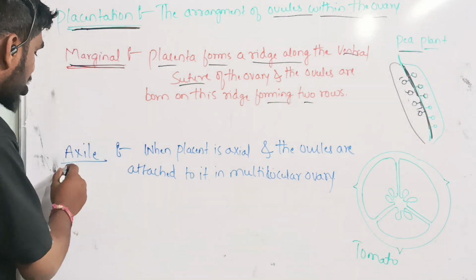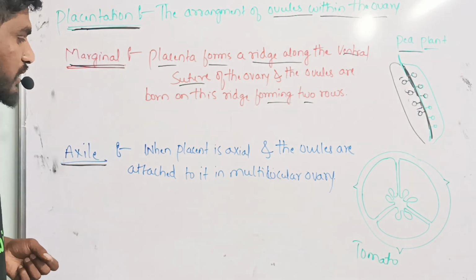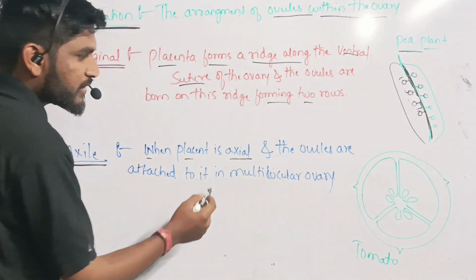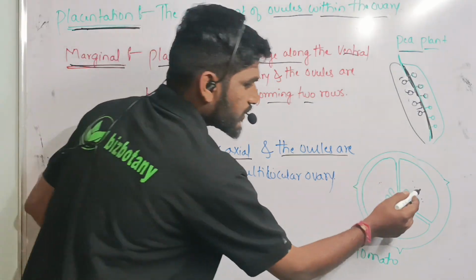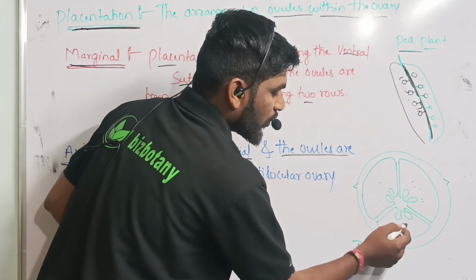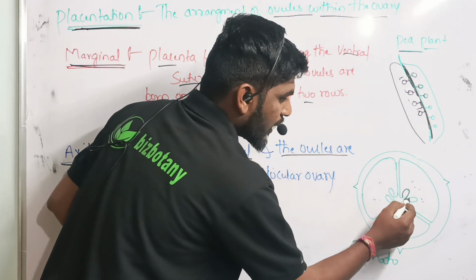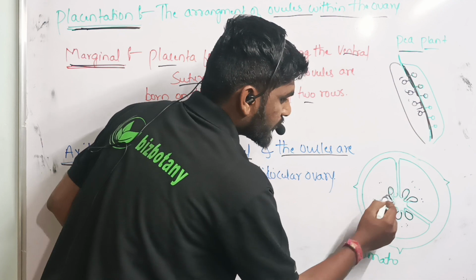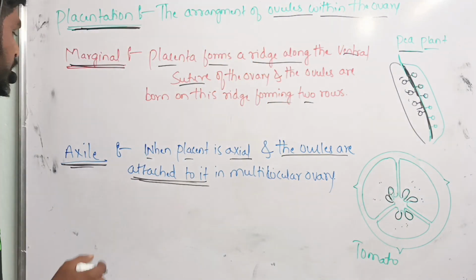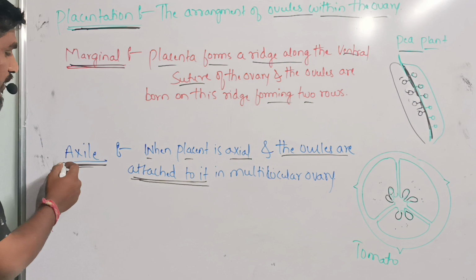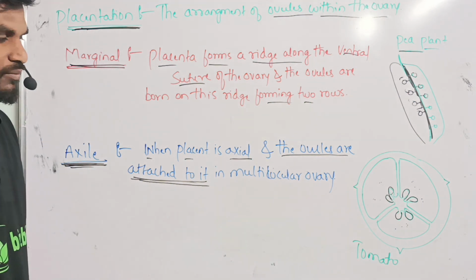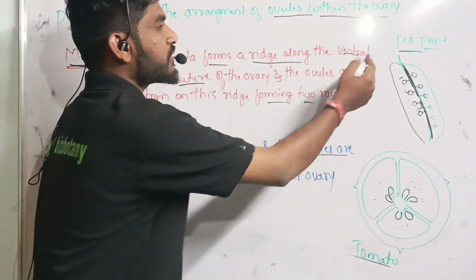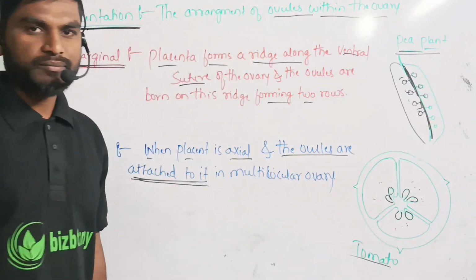The second one is axial placentation. What happens in axial placentation? The placenta is axial, meaning in the central region. These are the three locules of the ovary, and these are ovules arranged in a multilocular ovary. Such type of arrangement of ovules in the ovary, we call it axial placentation. An example for that is tomato. For this we also have the example of the pea plant.